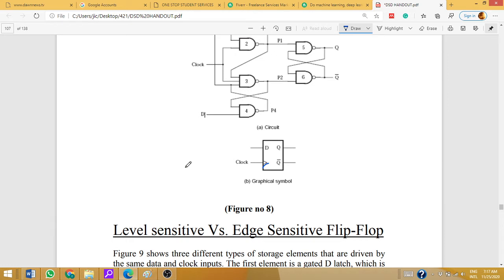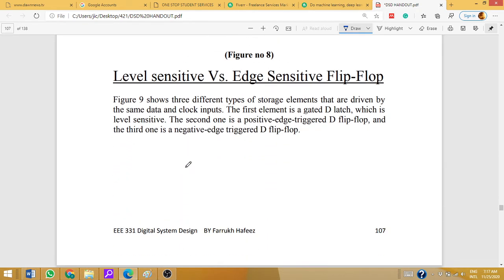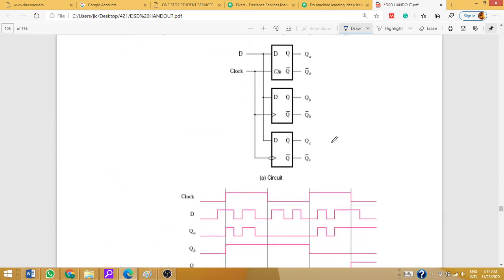Okay, now there is something we discuss, I think, level sensitive and edge sensitive flip-flop. Now in detail we are discussing level sensitive versus edge sensitive. Latches are level sensitive, meaning it depends upon high level or low level. If it is a flip-flop, it is edge sensitive. Actually we are going to discuss this now.